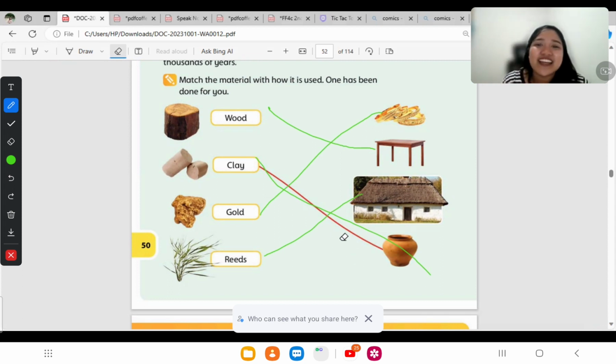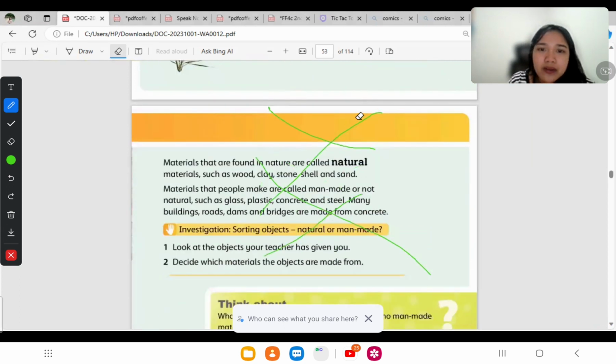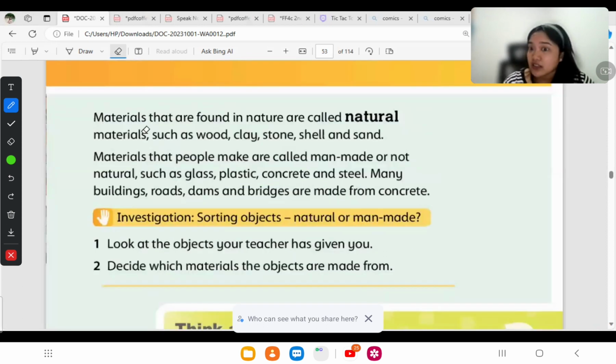Good job. So that's how some of the materials we use and where they originate. So now here, let's talk about natural materials. Let me erase this first. Materials that are found in a natural state are natural materials.